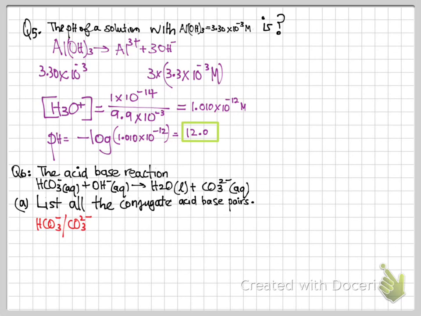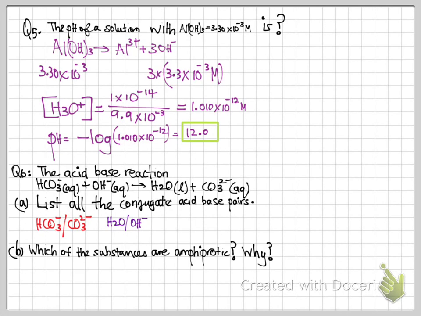So HCO3 minus is an acid. It donates a proton, which is H plus, and it becomes CO3 2 minus. So that is one conjugate acid-base pair. In this reaction, water is also an acid because water donates H plus and it becomes OH minus. So OH minus in this case is the conjugate base.